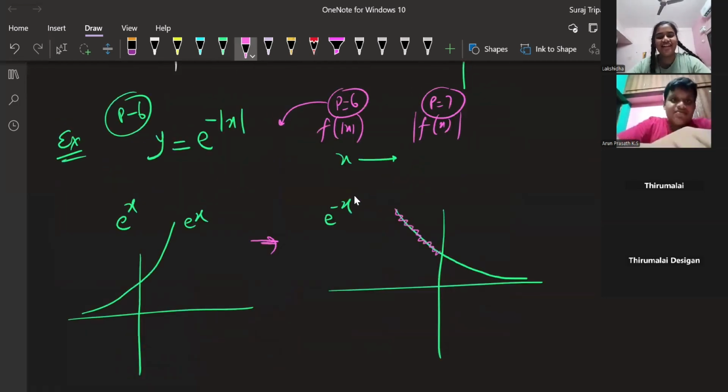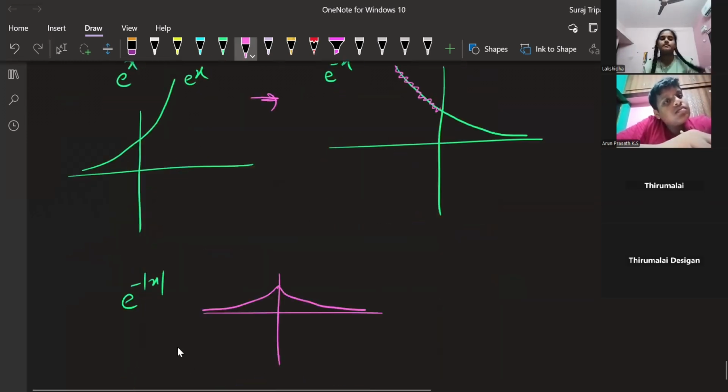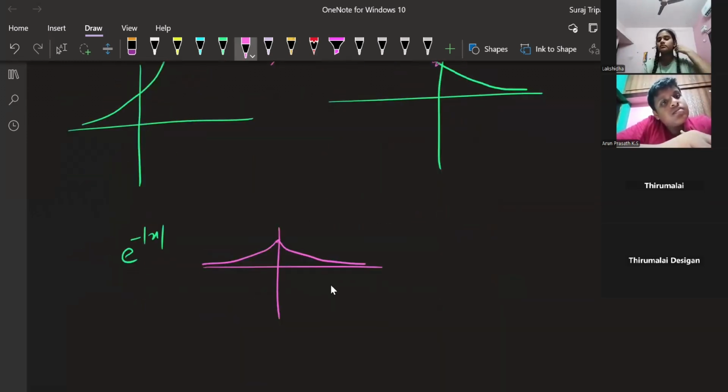But see, whatever I'm saying, it is not advisable to follow that: first put mod, then put negative sign. First you have to put negative sign, then you have to put mod. Okay. So you will get a graph like this. e raised to minus 1. This point is 0, 1. Right.